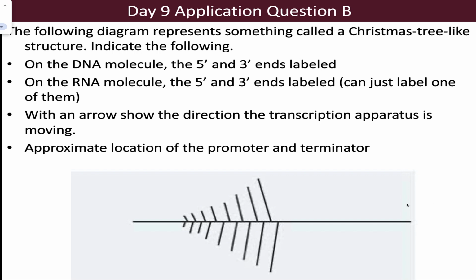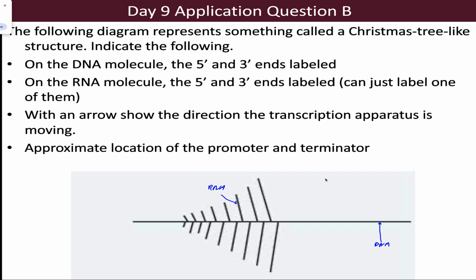Okay, so to begin with, let's identify what the DNA is. The DNA is the horizontal line, and all of these lines extending up from the DNA are RNA. I'll just label one, but they're all RNA. So the question says, on the DNA molecule, label the 5' and 3' ends, and label the RNA molecules' 5' and 3' ends as well. And then show the direction of the transcription apparatus and the approximate location of the terminator and promoters.